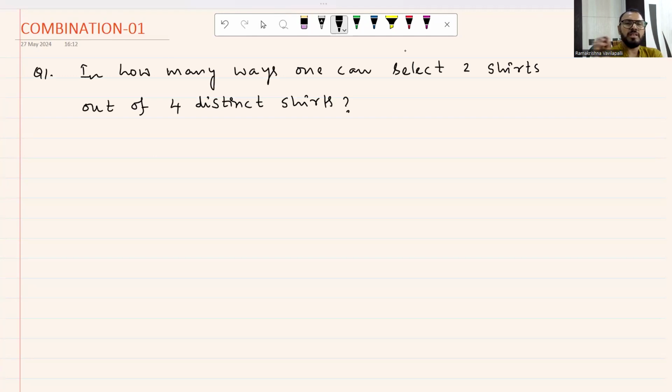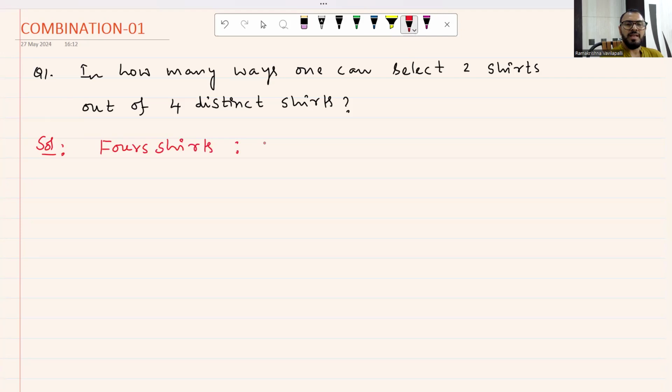Well, here is a question. I'll explain the concept through the question. In how many ways one can select 2 shirts out of 4 distinct shirts? Right. So let us list out all possible cases. We have 4 shirts.